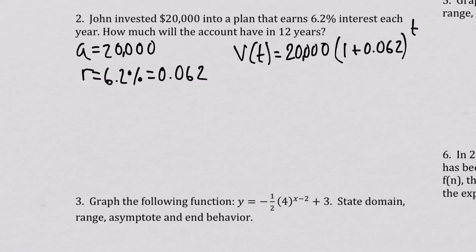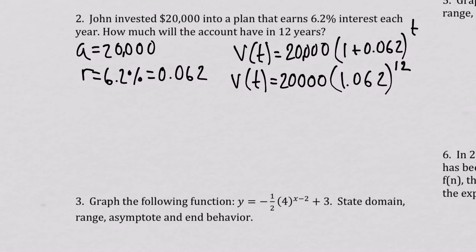There's my function. I'm going to simplify that by adding the parentheses there: 20,000 times 1.062 to the power of t. Now I'm going to plug in 12 because they're asking how much the account will have in 12 years. At that point, it's calculator work once again. You would do this part first and then multiply times 20,000. So I'm going to punch this into the calculator.